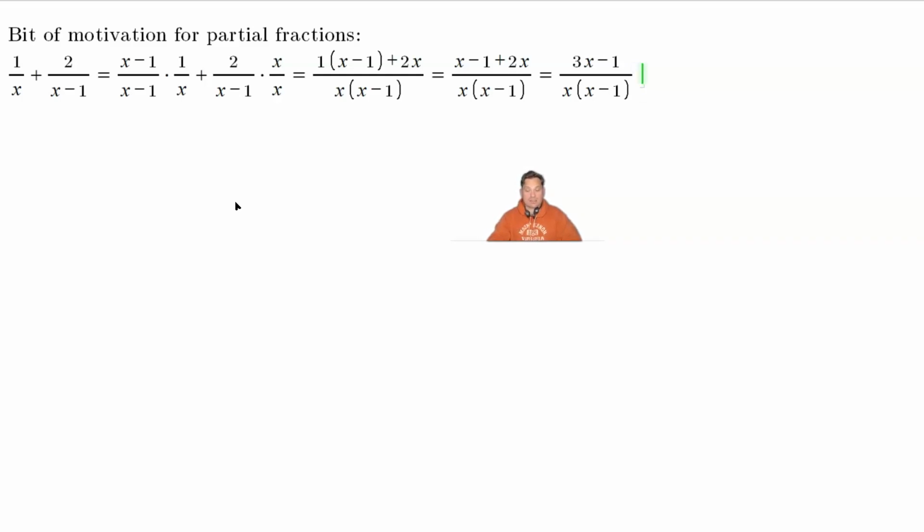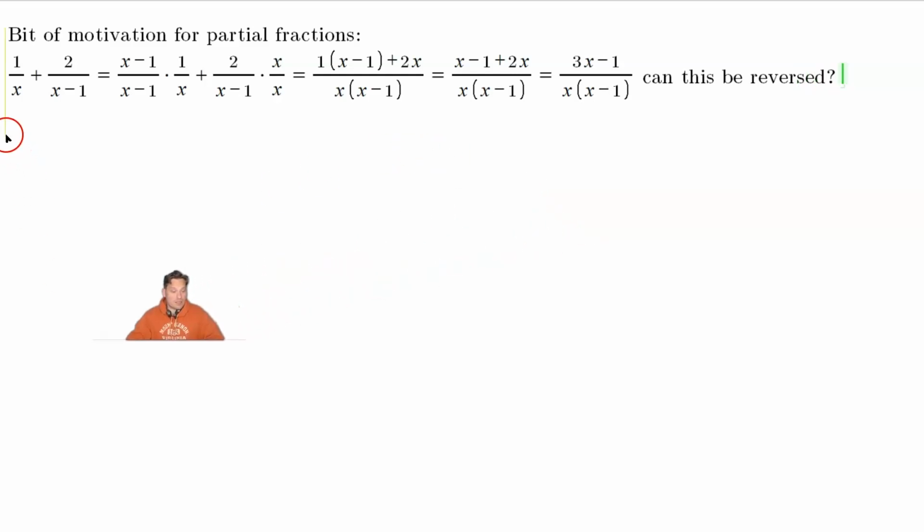So the real question is now, can this be reversed? And the answer is yes. We call that partial fraction decomposition, okay? So what I'm going to do is proceed as follows. I'm going to now instead begin with this expression. Okay, let me put that over here. 3x minus 1 over x times x minus 1. And I'm going to decompose that into 1 over x plus 2 over x minus 1.